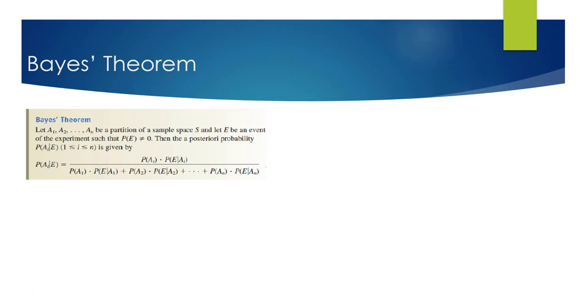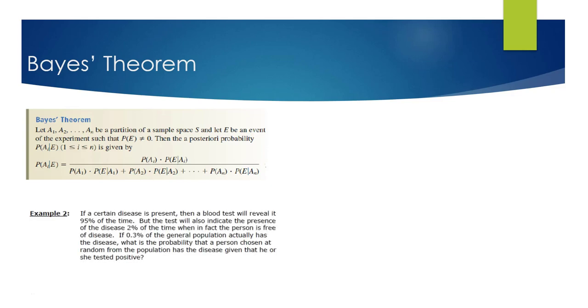So for instance, how will we make use of that? If a certain disease is present, then a blood test will reveal it 95% of the time. But the test will also indicate the presence of the disease 2% of the time when in fact the person is free of disease. If 0.3% of the general population actually has the disease, what is the probability that a person chosen at random from the population has the disease, given that he or she tested positive?